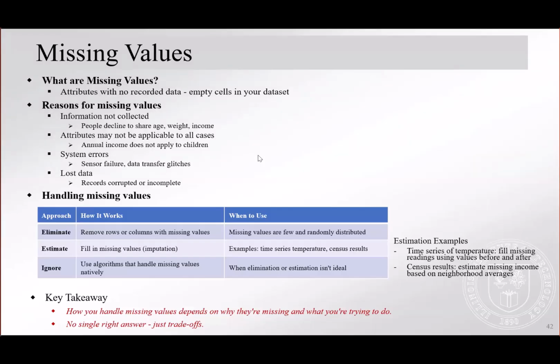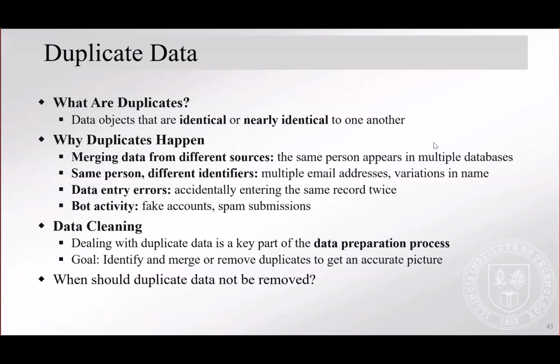And yeah, what else? Next, duplicate data. Duplicates are data objects that are identical or nearly identical to one another, right? Same record, same person, same transaction, showing up more than once, right? So how do duplicates happen? Okay, it's clear, right? Objects that are identical or nearly identical to one another.